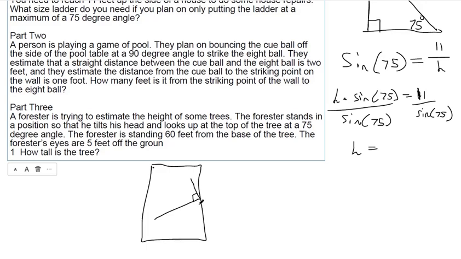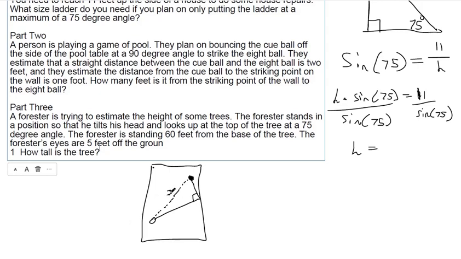They estimate that a straight distance between the cue ball and the 8 ball. So here's my 8 ball, because they said they're going to bounce the cue ball, which is this open circle, at a right angle. Probably I'd have to put the cue ball somewhere else to make it actually be a right angle, but we're assuming it's going to make a right angle like that. Okay, cue ball, and it says the straight distance between the cue ball and the 8 ball is 2 feet.